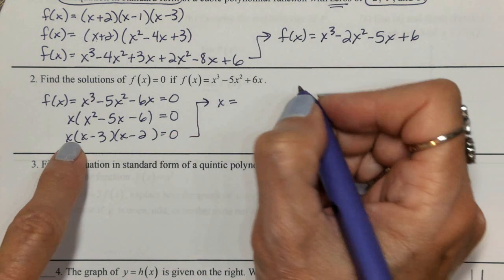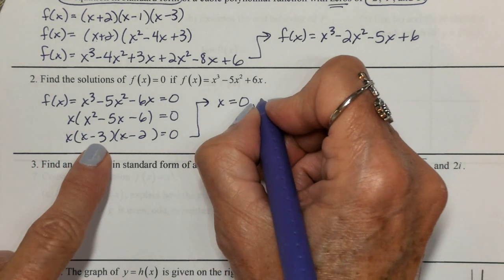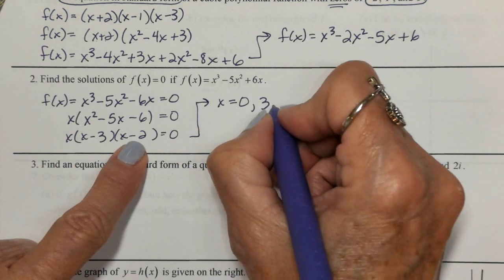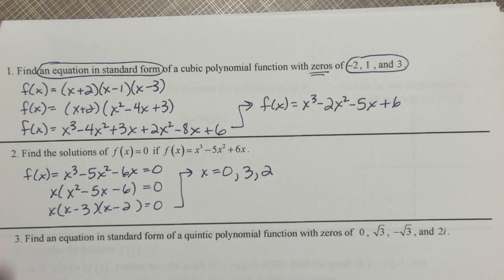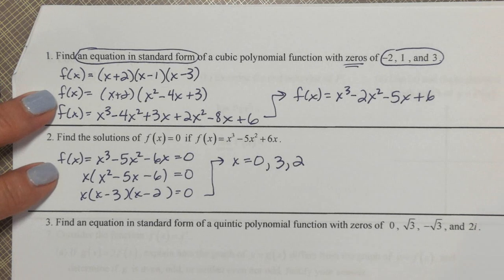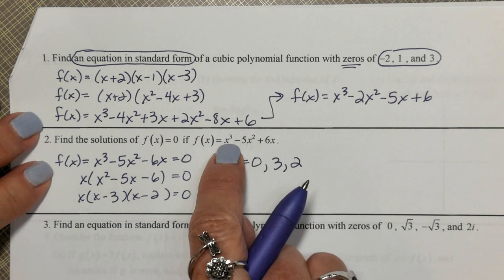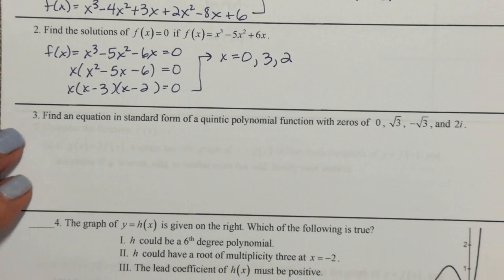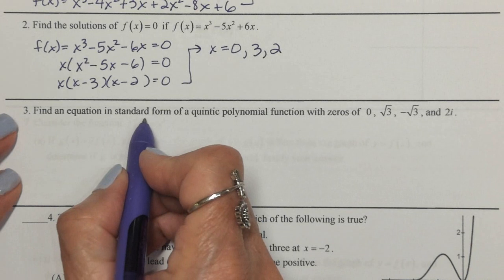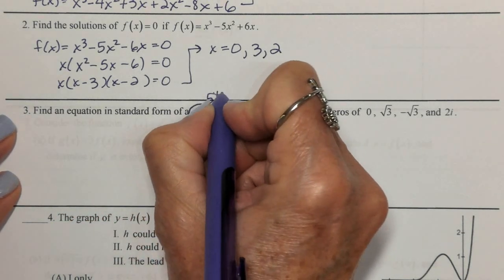To get the zeros, x would be equal to 0 from this piece, x is equal to 3 from that piece, and x is equal to 2 from that piece. So these two go hand in hand. In one of them I give you the zeros and you give me the equation. In the other I give you the equation, you give me the zeros. Going backwards.